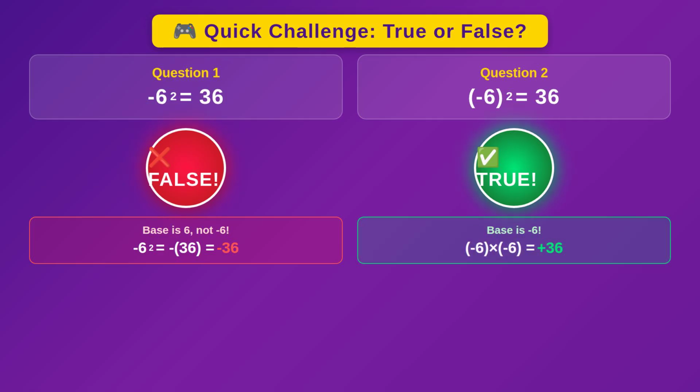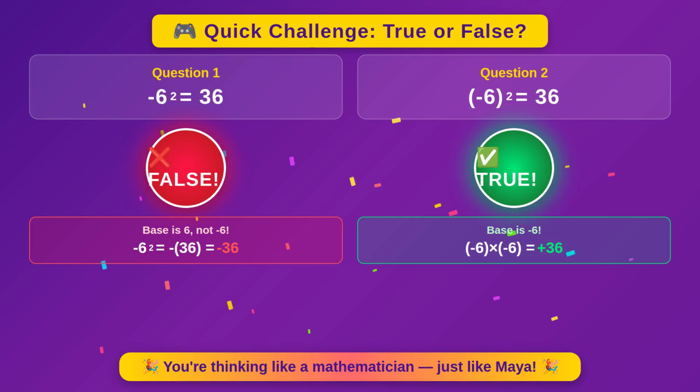Now second question. -6 in parentheses squared equals 36. True, because -6 is the base. -6 times -6 equals +36. Same digits in those problems, but completely different answers because of those parentheses. You're thinking like a mathematician now, just like Maya.